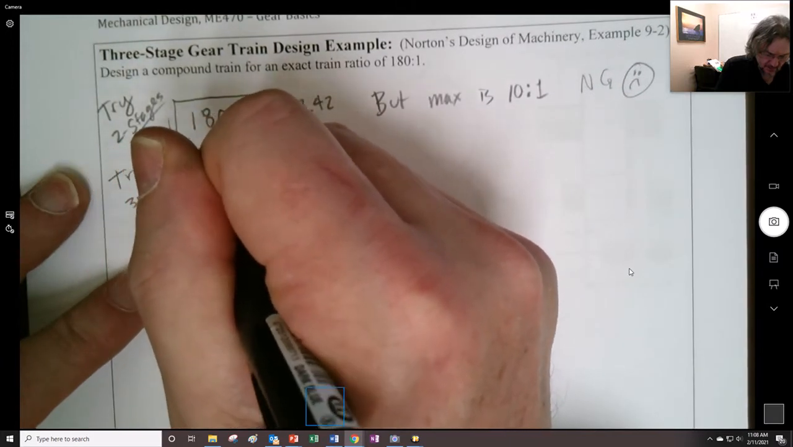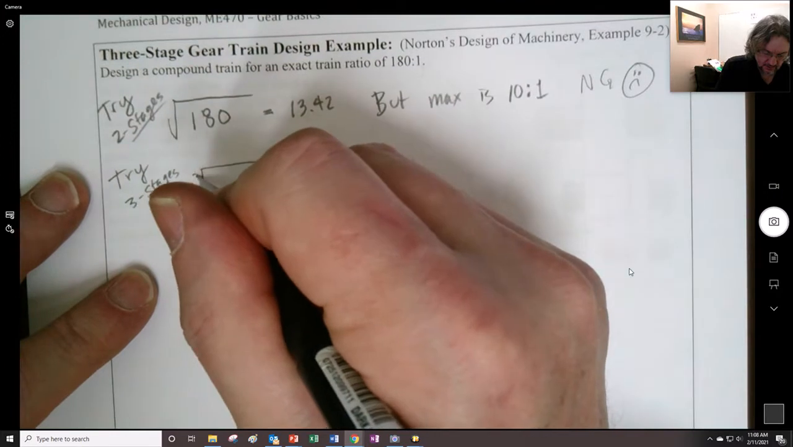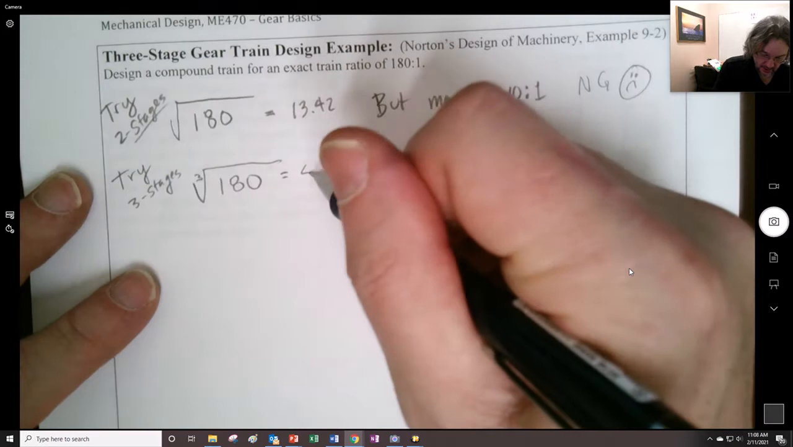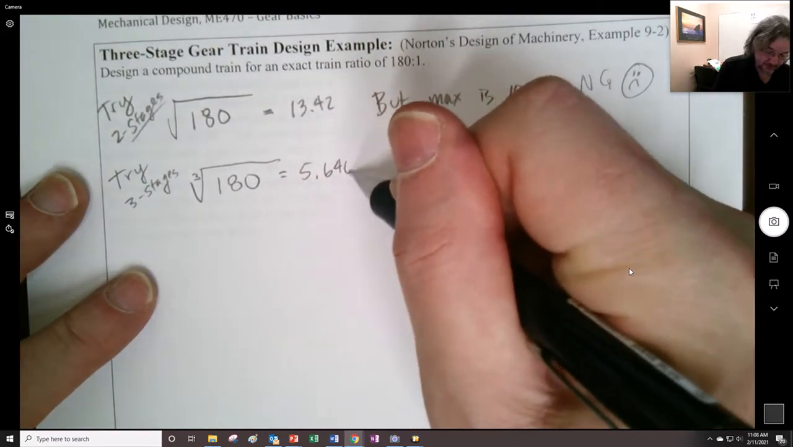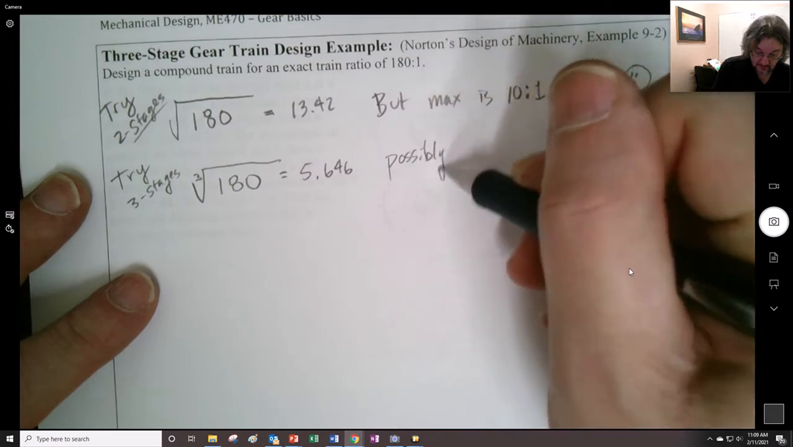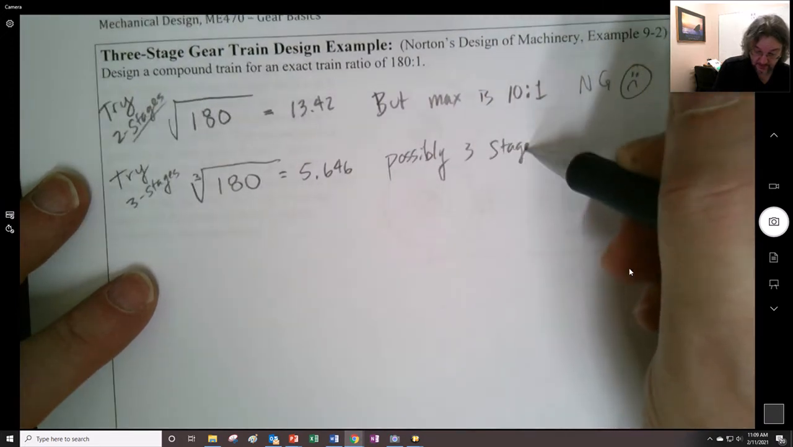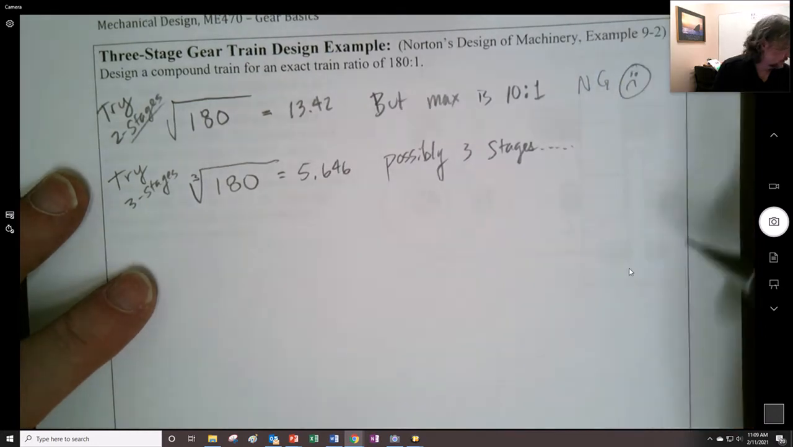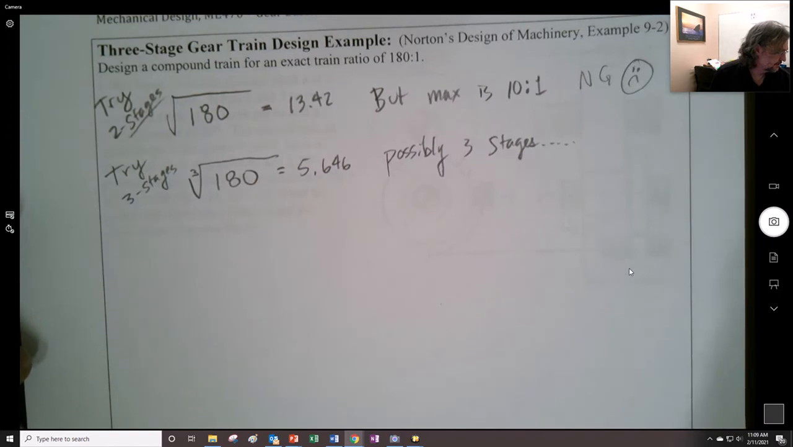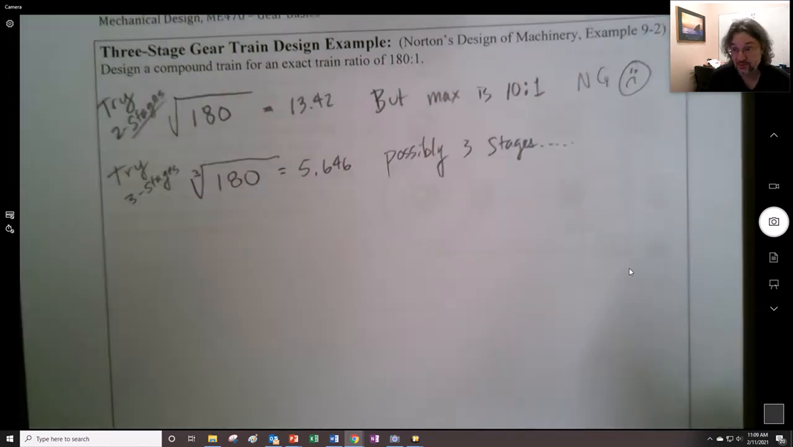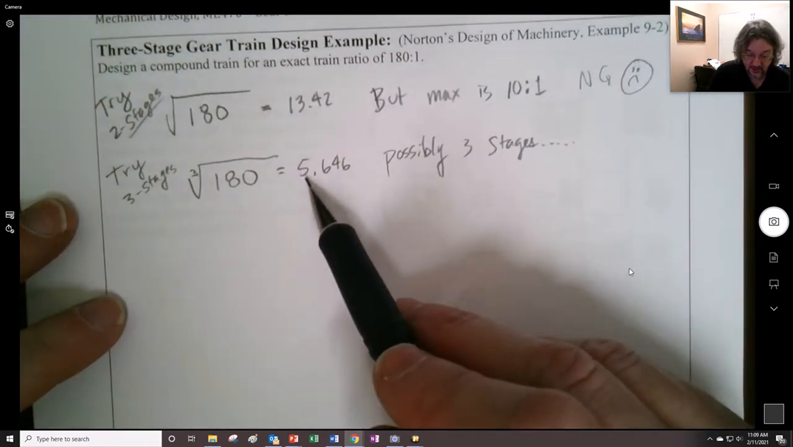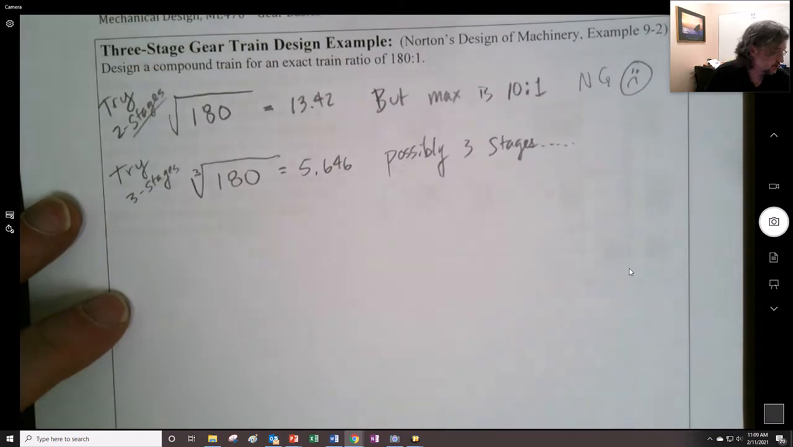So try 3 stages. What would we do for that? We would cube root it. If we cube root it, we get 5.646. So possibly 3 stages. We'll see. Now we have to have whole numbers of teeth, so we have to start playing around with integers to see if we could get a 5.64 ratio.